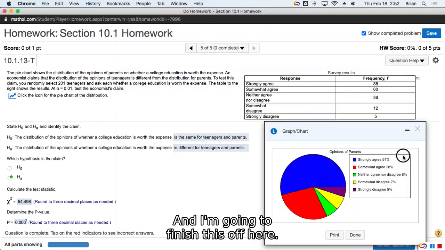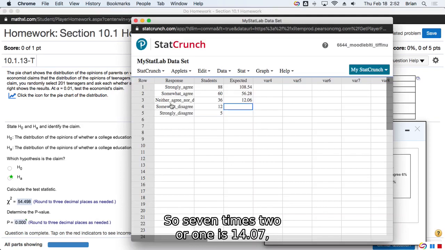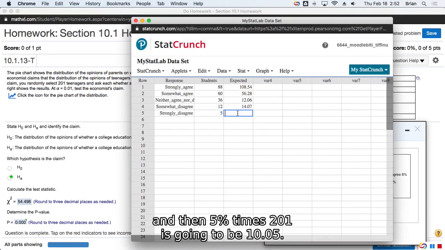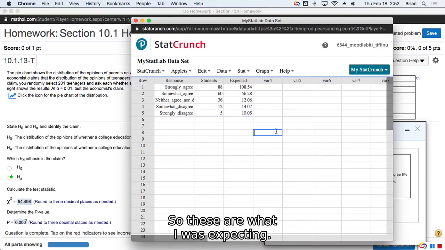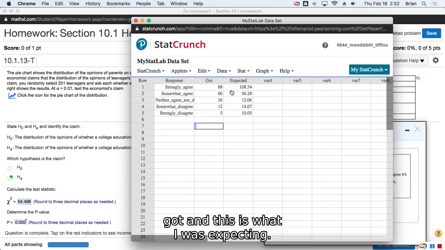And I'm going to finish this up here. I got 7% and 5%. So 7% times 201 is 14.07. And then 5% times 201 is going to be 10.05. So these are what I was expecting. So now this is what I got, and this is what I was expecting.